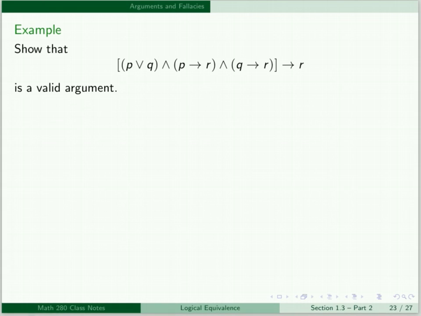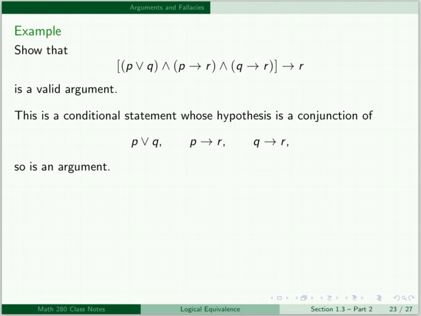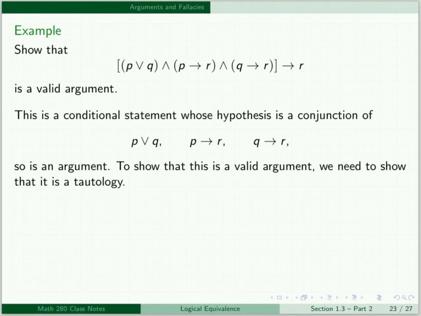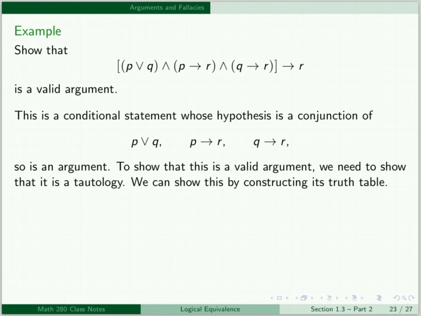For our next example, we want to show that the statement form P or Q and P implies R and Q implies R, quantity implies R, is a valid argument. This is a conditional statement whose hypothesis is a conjunction of P or Q, P implies R, Q implies R, so this is an argument. To show that this is a valid argument, we need to show that it is a tautology. We can show this by constructing its truth table.